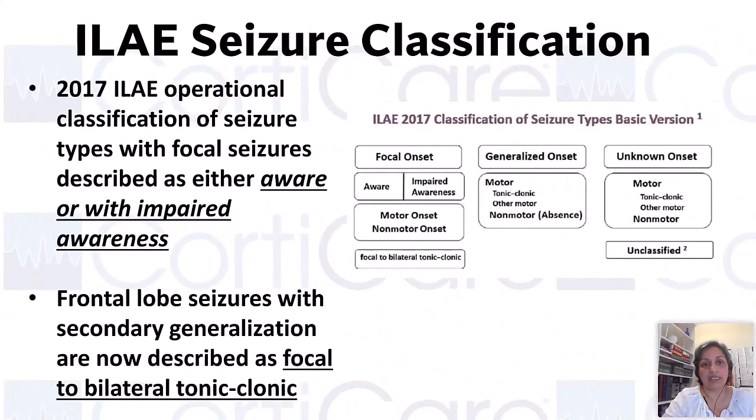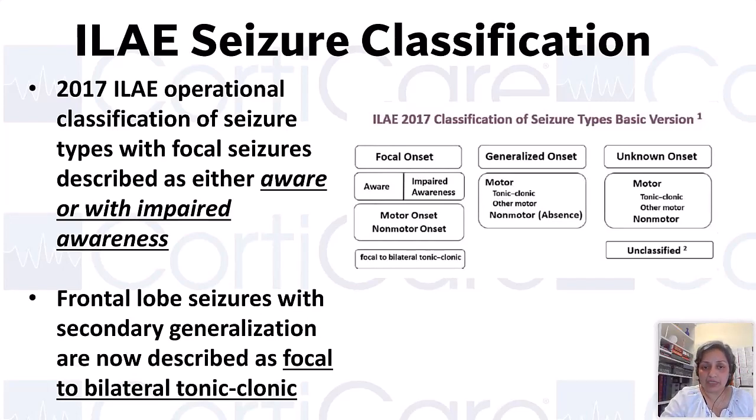However, the International League Against Epilepsy in 2017 classified frontal lobe seizures as focal onset. So remember, this classification is based on onset. It is not based on the localization. We are not saying this is a frontal lobe seizure. We are classifying it as focal onset, aware or with impaired awareness.